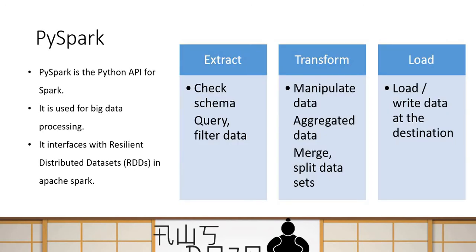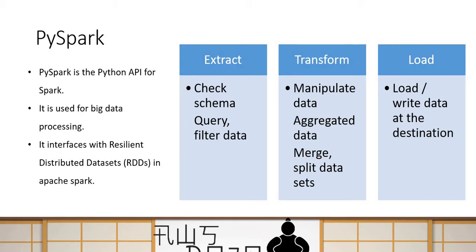So the next important part of the workshop is PySpark. PySpark is the language, the script, we are going to use for the transformation purpose. It is actually a Python API for Spark, which is primarily designed for big data processing. So it is designed to handle transformation of big data. We are going to use this language and learn various capabilities of the language from the extraction, transformation, and loading point of view. In extraction, we'll primarily learn how to check the schema, how to query the data, how to filter the data, and so on and so forth.